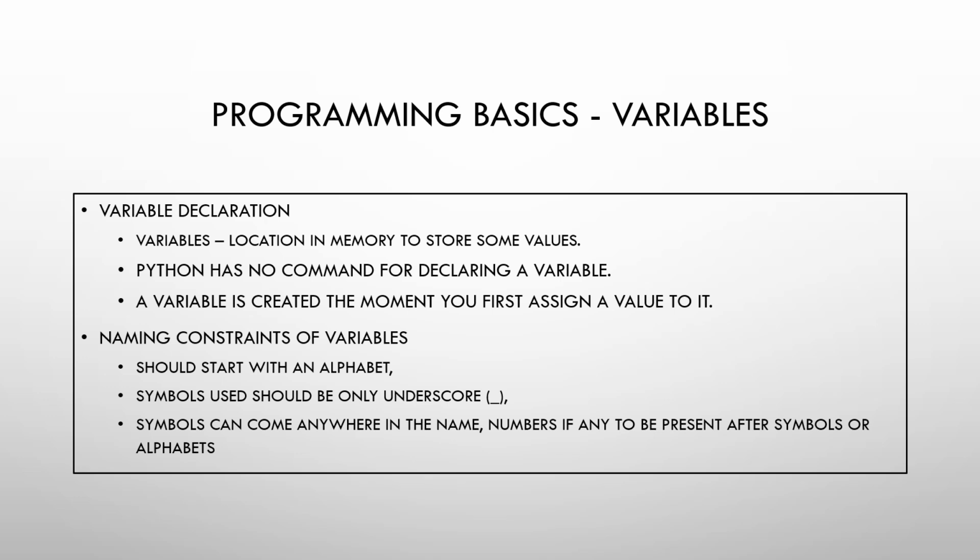And there are some constraints on how to name the variables. So the constraints are a variable should start with the alphabet, and the only symbol allowed in naming the variable is underscore. An underscore can come anywhere in the variable name, but if any number is there, then it should come after the symbol or alphabet. So these are the constraints on how to name a variable.